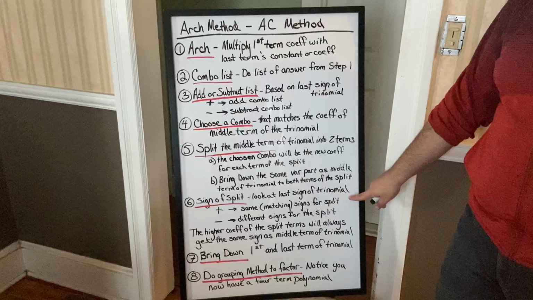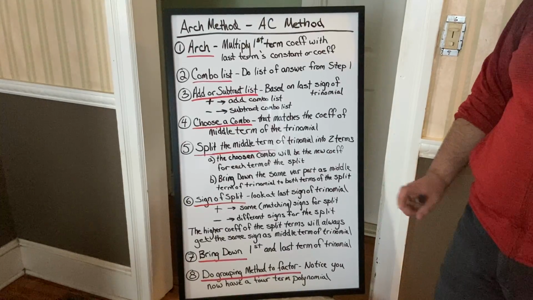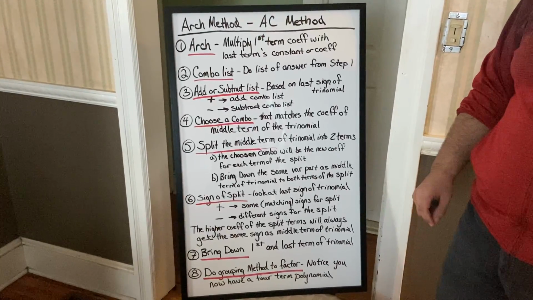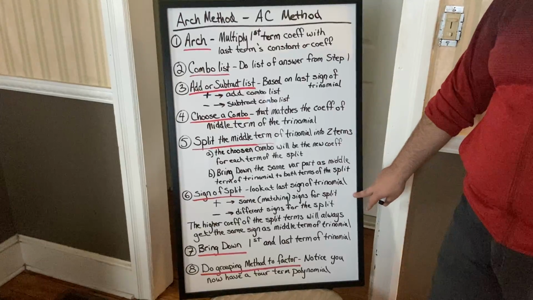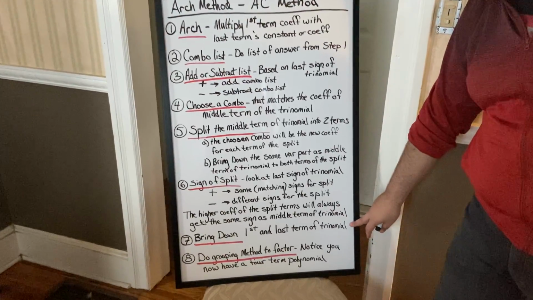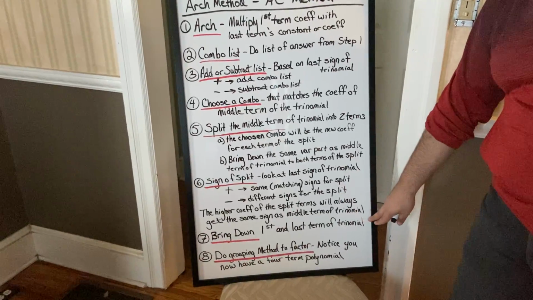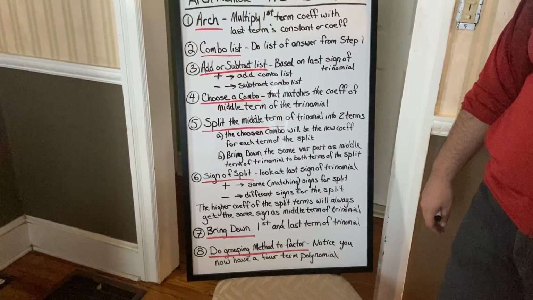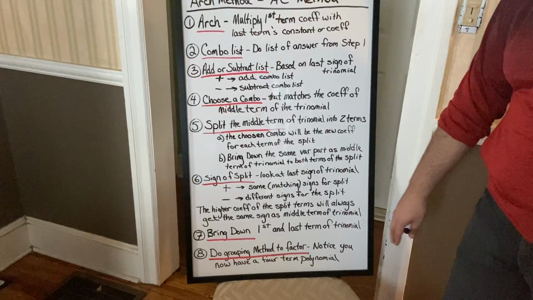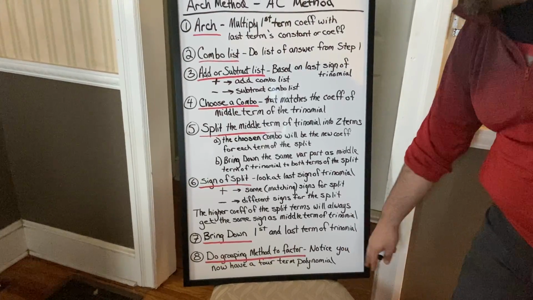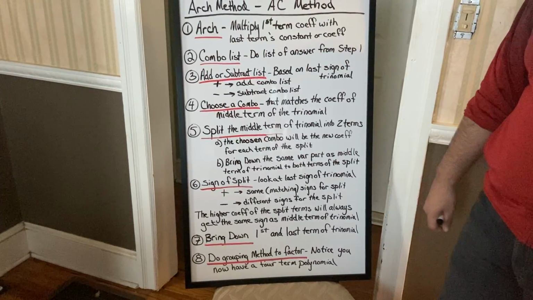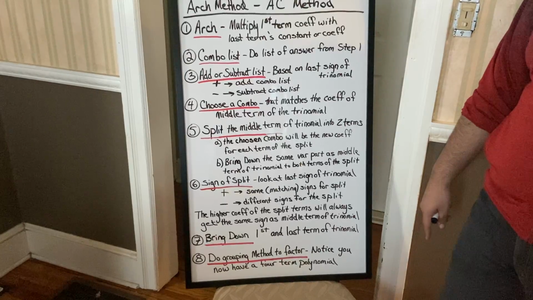Once we get there, we need to have a sign for the split. Are there going to be 2 positives? Are there going to be 2 negatives? 1 positive and 1 negative. And then we're going to bring down the first term and the last term. So I'll have 2 terms from the split, the first and the last term of the trinomial, so that I can have 4 terms. Once you have those 4 terms, we're going to do the grouping method. And you remember the grouping method we learned in 6.1.